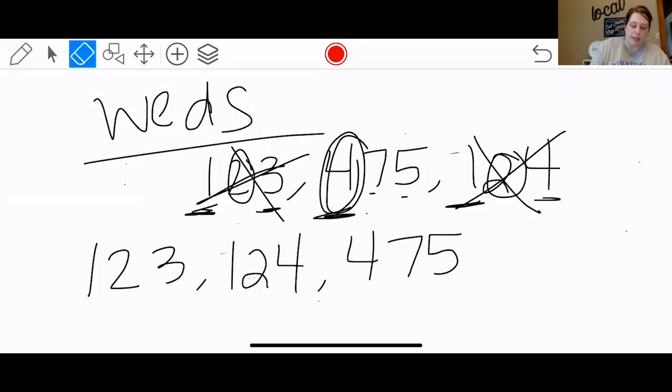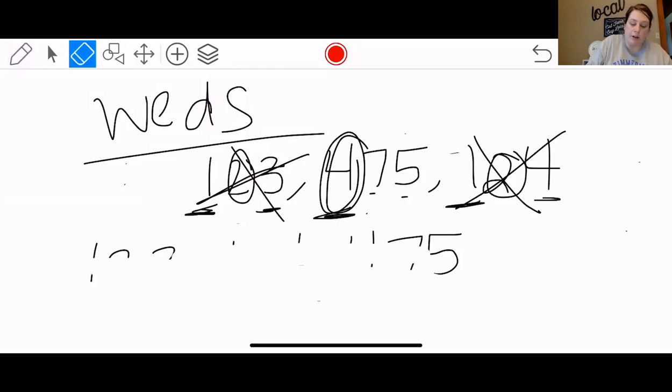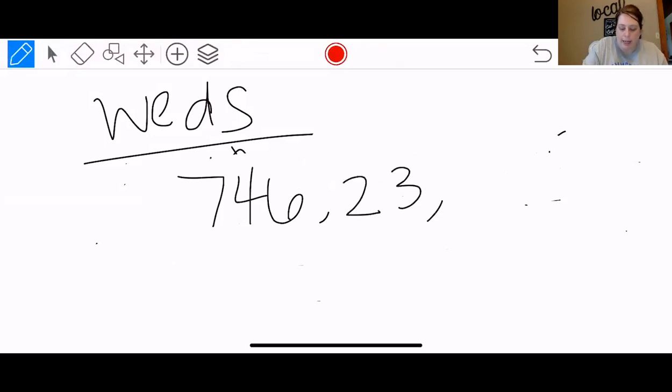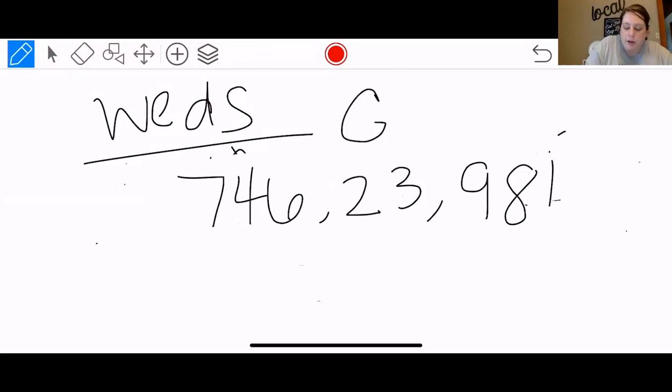Okay, so I'm going to erase this and we're going to try another one. This time we're going to go greatest to least. So now I'm going to give you, let's see, 746, 23, and 981. Just 3 random numbers. Let's go greatest to least. G for greatest, L for least.